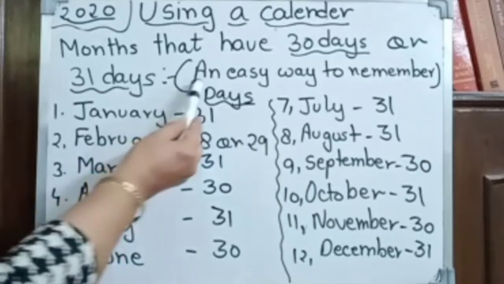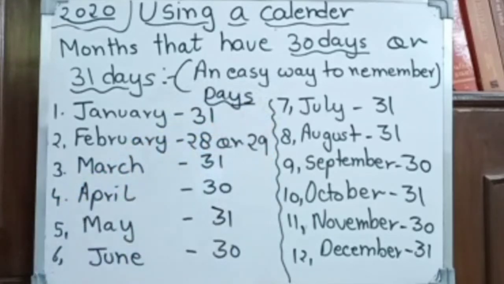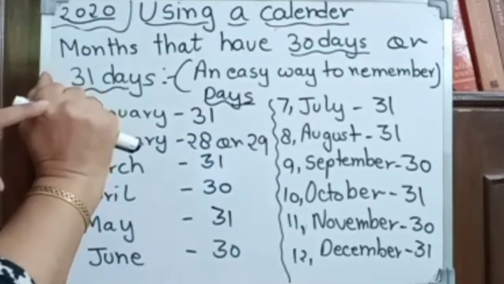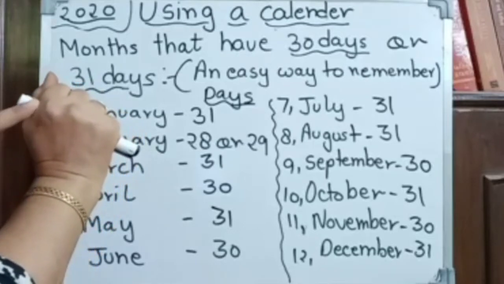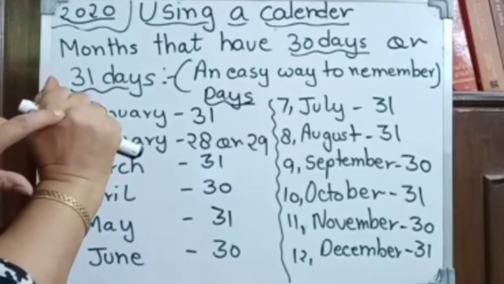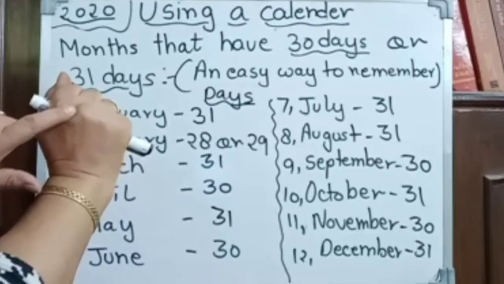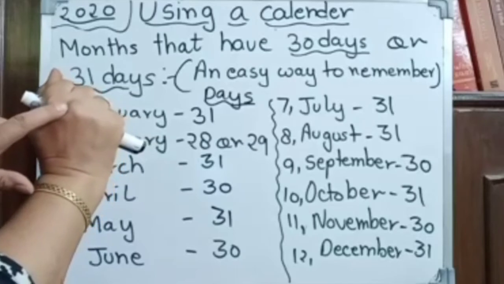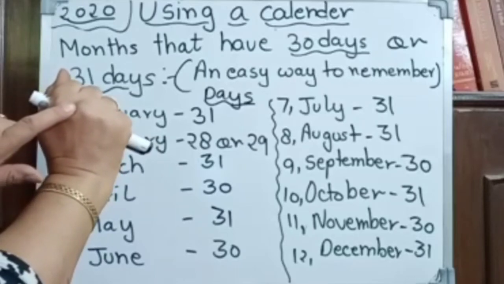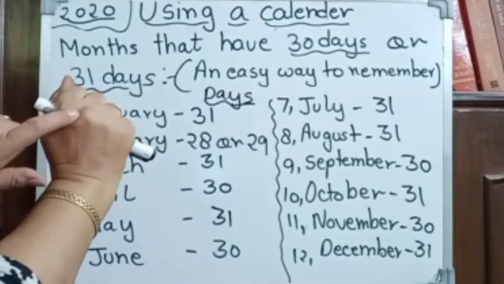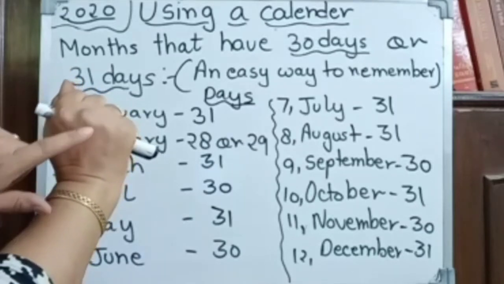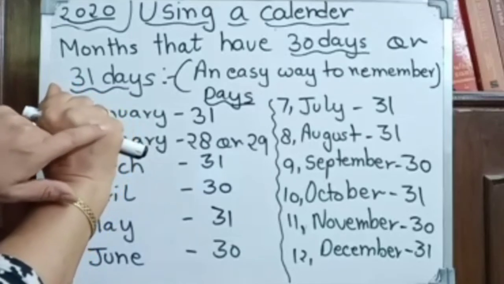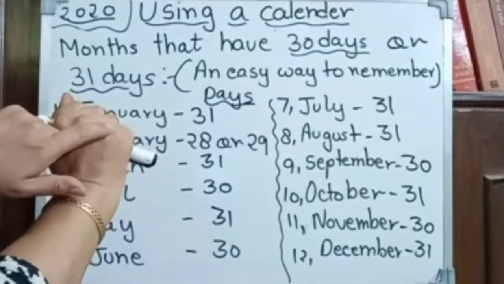So I'm talking about an easy way to remember. Here you have to see your knuckles. The upside of your knuckles have 31 days. January, upside 31. February, only February we have 28 or 29 days. For 4 years continuously we have 28 days, and after 4 years when we have a leap year then Feb has 29 days. Then 30, 31, 30, 31, 31, 30.